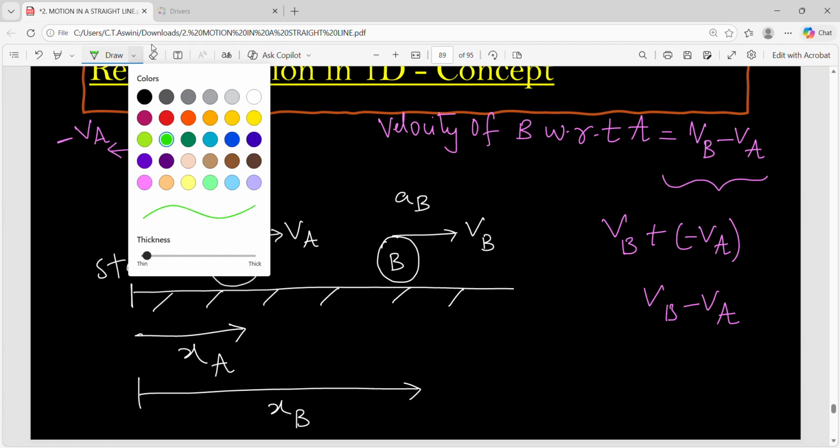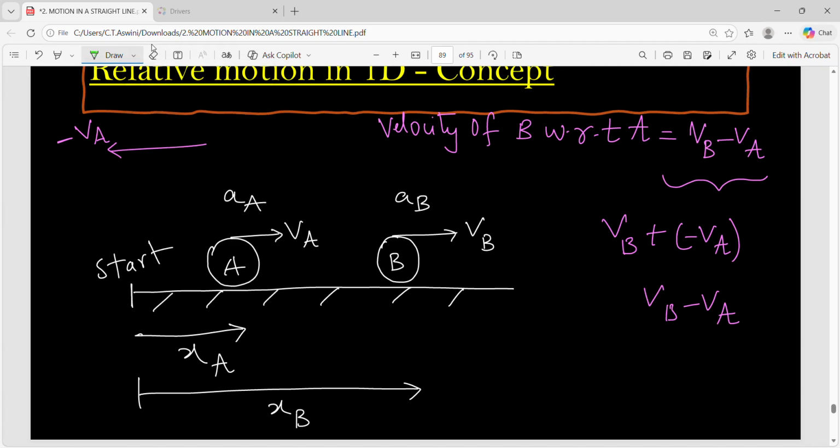So what we have to do is, ma'am, why did you reverse only A object direction? Why didn't you reverse B object? Important. With respect to whom are we taking the velocity of B? With respect to A, right? So A will become the observer.